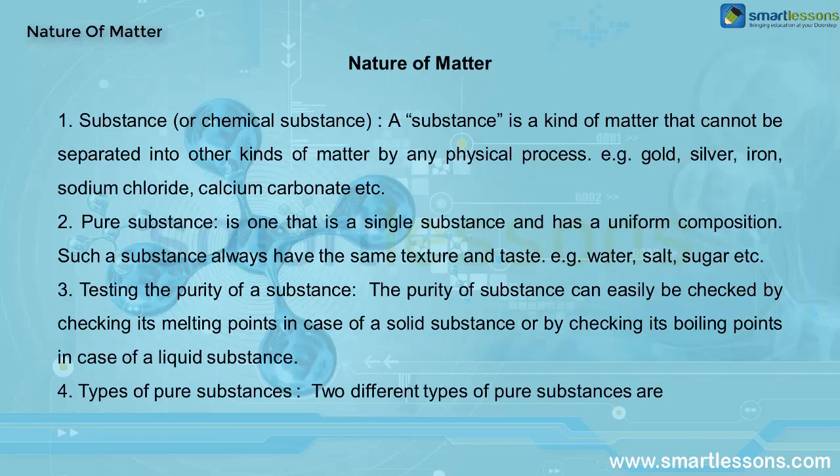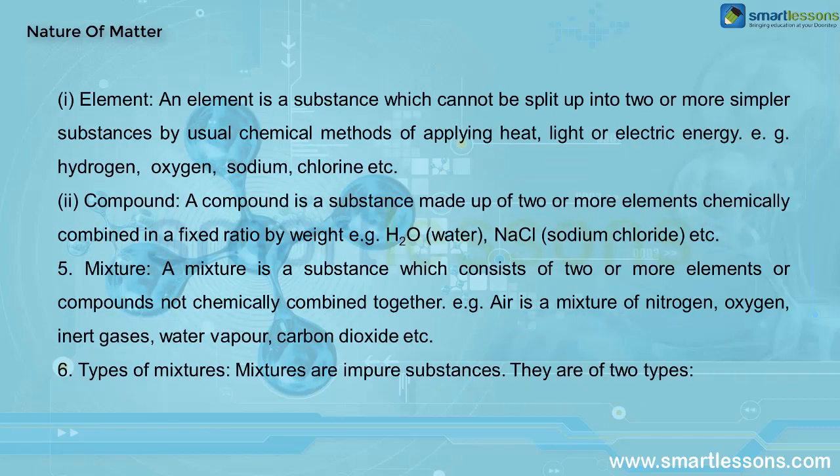Now, how to test the purity of a substance? The purity of a substance can easily be checked by checking its melting point in the case of a solid substance, or by checking its boiling point in the case of a liquid substance. Now, there are two different types of pure substance. One is element and the other one is compound.